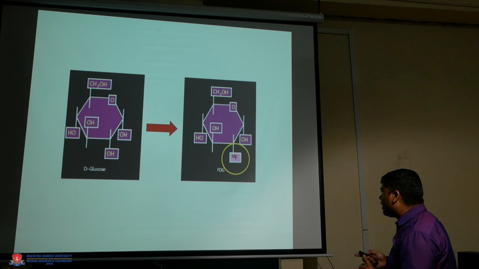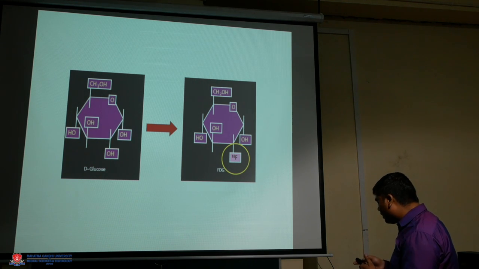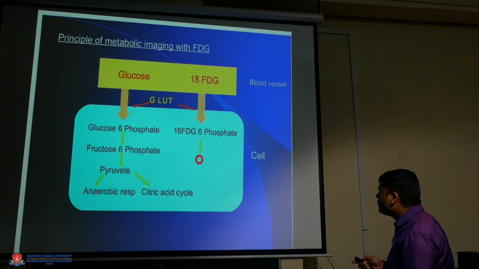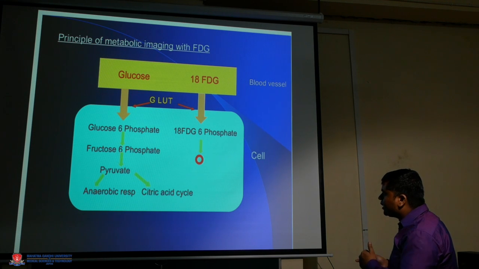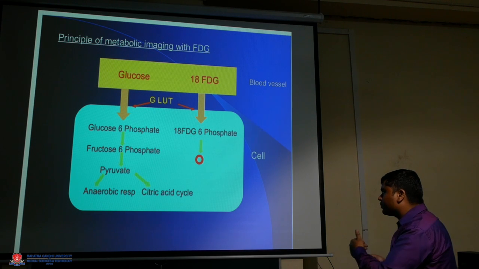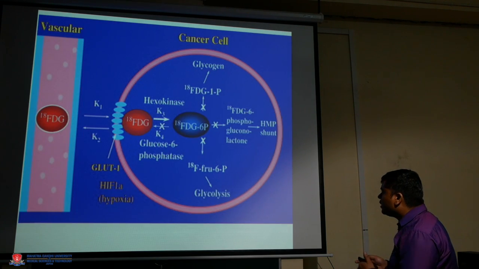In converting glucose to radioactive glucose, we replace the hydroxyl group at the second carbon with the F18 atom. So it goes inside the cells but does not participate in the glycolysis pathway. It remains trapped inside the cells and does not come out after phosphorylation inside the cells. This is the characteristic trapping of F18 FDG inside the cells.